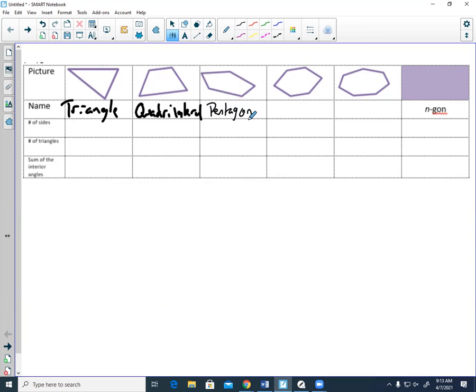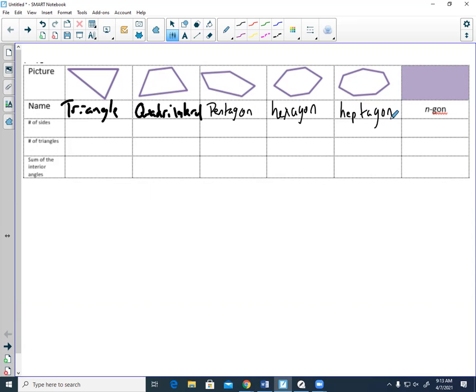This is 1, 2, 3, 4, 5, 6. So this is a hexagon. And then this is 1, 2, 3, 4, 5, 6, 7, which is a heptagon. All right. I'm not going to ask you to memorize those things, but it's kind of important to know that.